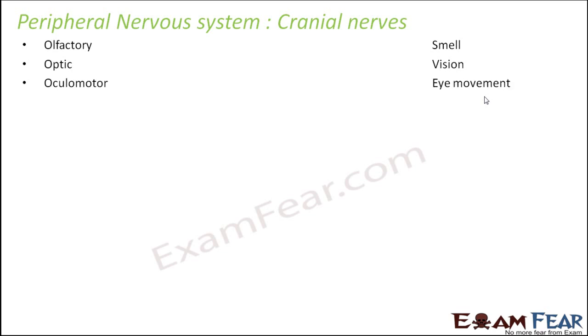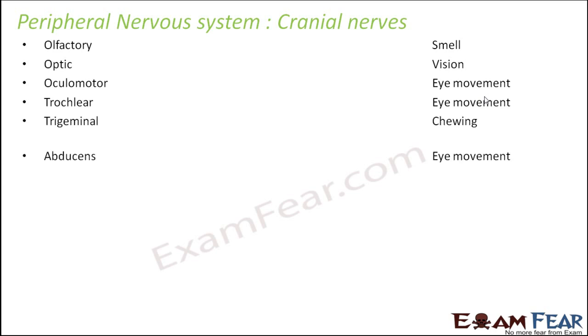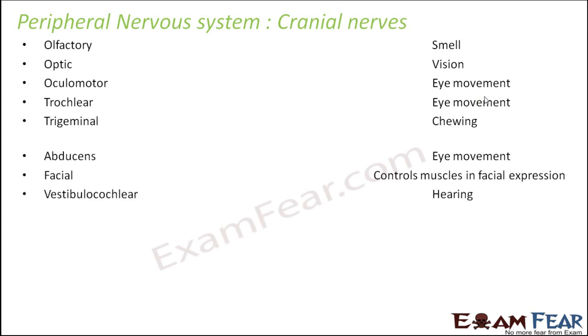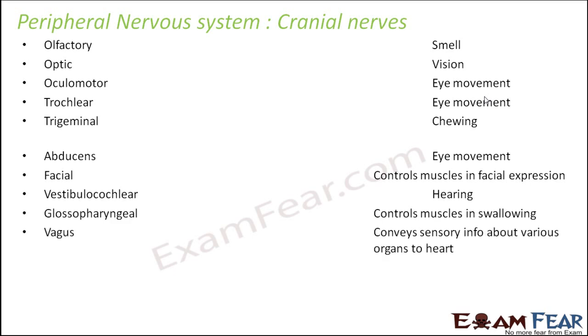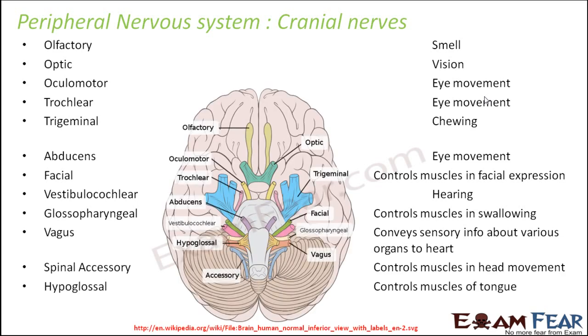Olfactory nerve, optic nerve, oculomotor nerve, trochlear, trigeminal, abducens, facial, vestibulocochlear, glossopharyngeal, vagus. These are all examples of the cranial nerves. If you see, it's a huge list. There are so many cranial nerves, that is, nerves which connect the brain to different parts of the body. The olfactory nerves are for smell. Similarly, optic nerves are for vision.